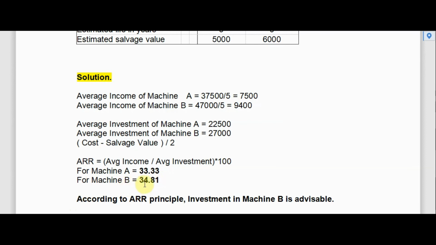So here we see that the ARR of machine B is greater. So according to the ARR principle, investment in machine B is advisable if these two are mutually exclusive investments.